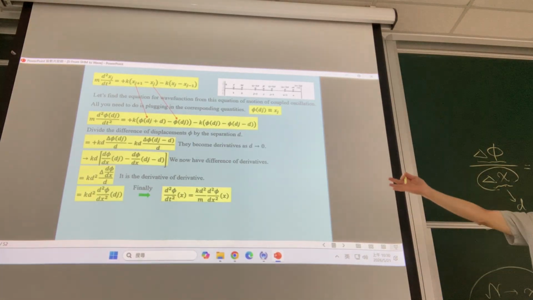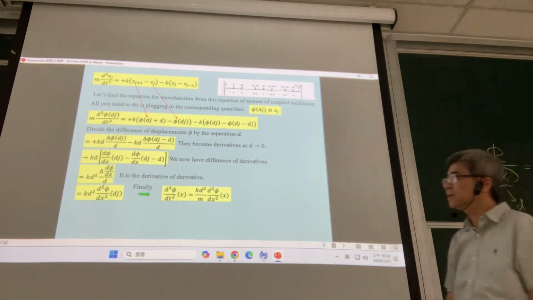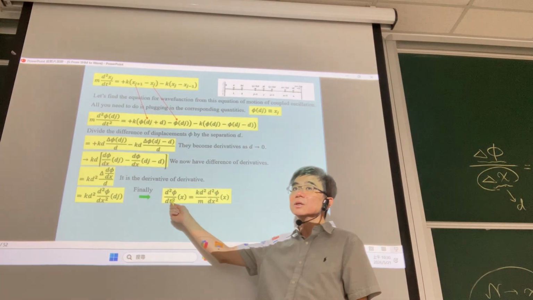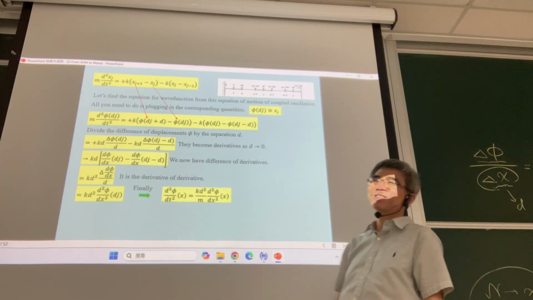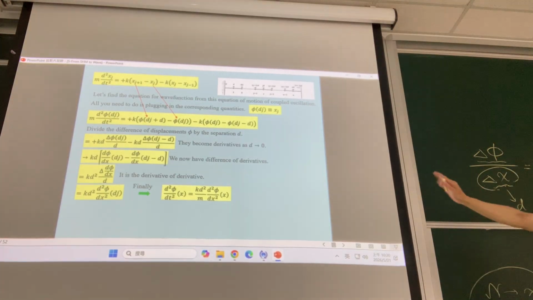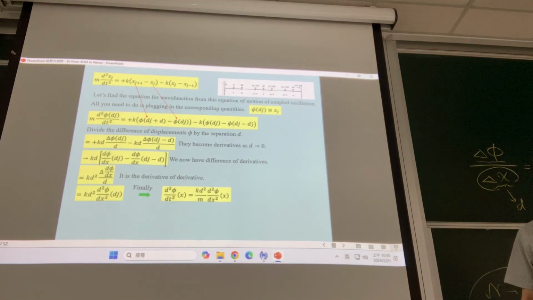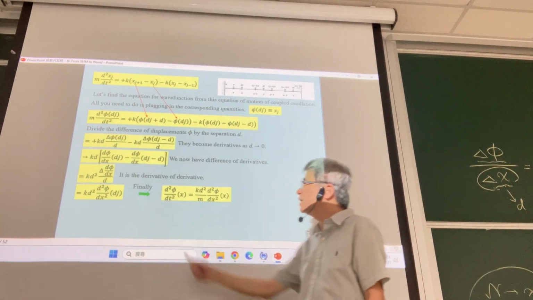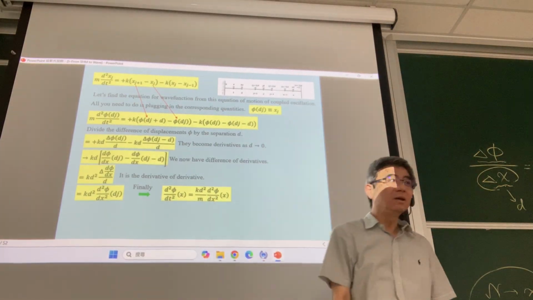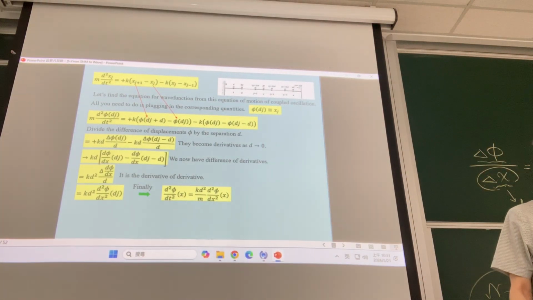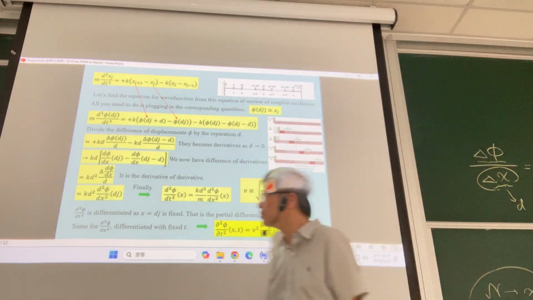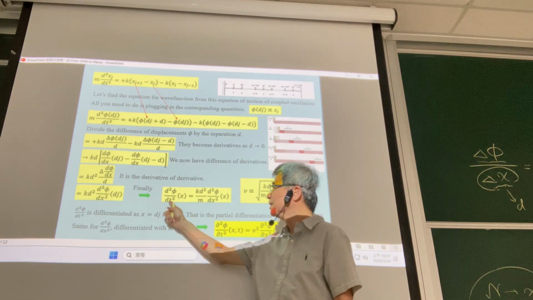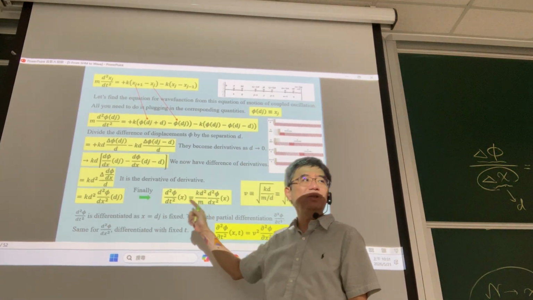Okay, ladies and gentlemen, wave function. The second derivative of the wave function with respect to t is equal to a constant times the second derivative with respect to x of the wave function. Okay, of course, I'm writing in the wrong notation. I still use d. No, d is the ordinary differentiation, right? The ordinary derivative. However, here I now have two variables, t and x. So this notation is wrong.